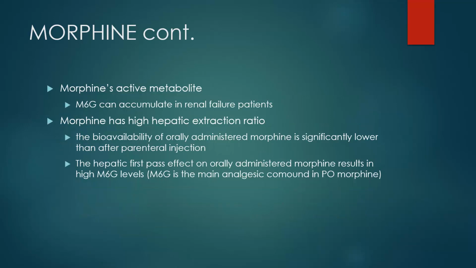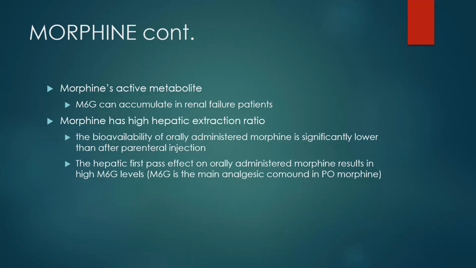Morphine's active metabolite M6G, morphine-6-glucuronide, as you remember, has important clinical implications. Normally about 10% of morphine is metabolized to M6G, but the M6G continues to contribute to analgesia after the morphine concentration drops. This holds true even in patients with normal renal function, particularly when they use morphine long term. Remember that morphine has a high hepatic extraction ratio, so the bioavailability of orally administered morphine is significantly lower than that of the IV injection.